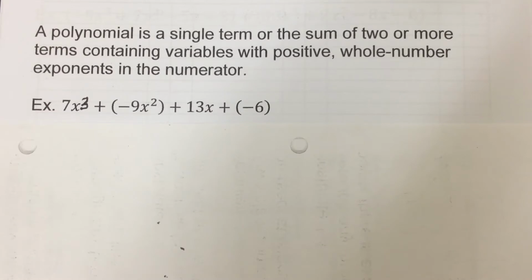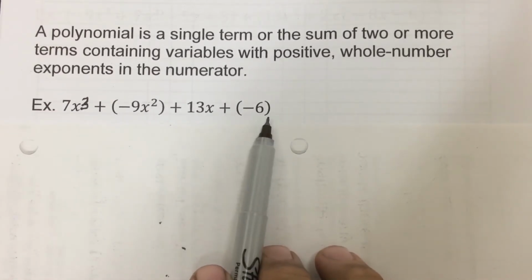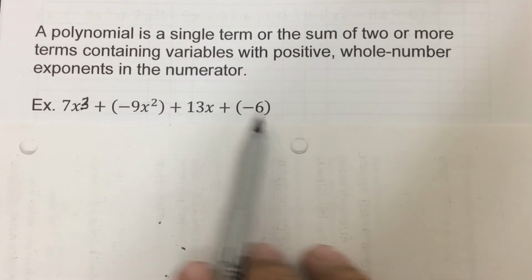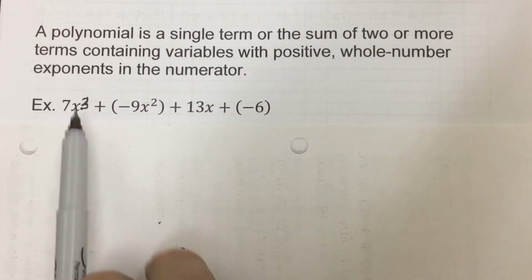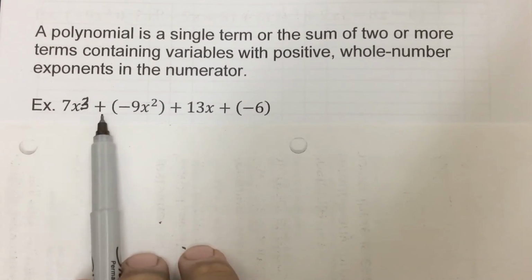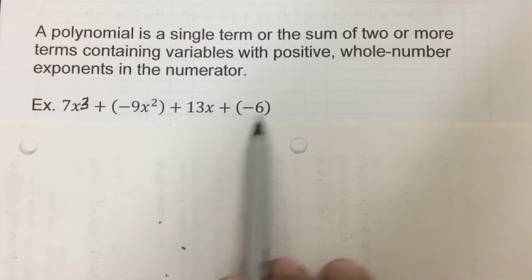Notice how we also write them in descending order. So we have to do the third, then squared, then just the x, then the constant. So it's always the biggest exponent and then working its way down. Like this one has 4 terms, so they're separated by pluses or subtraction. So this plus separates it from this term, which separates from this term, which separates from that one.